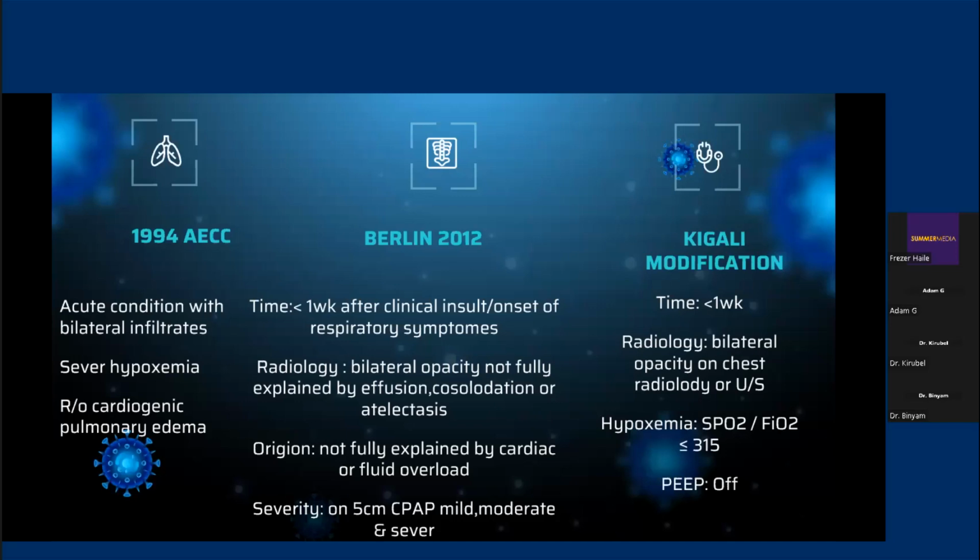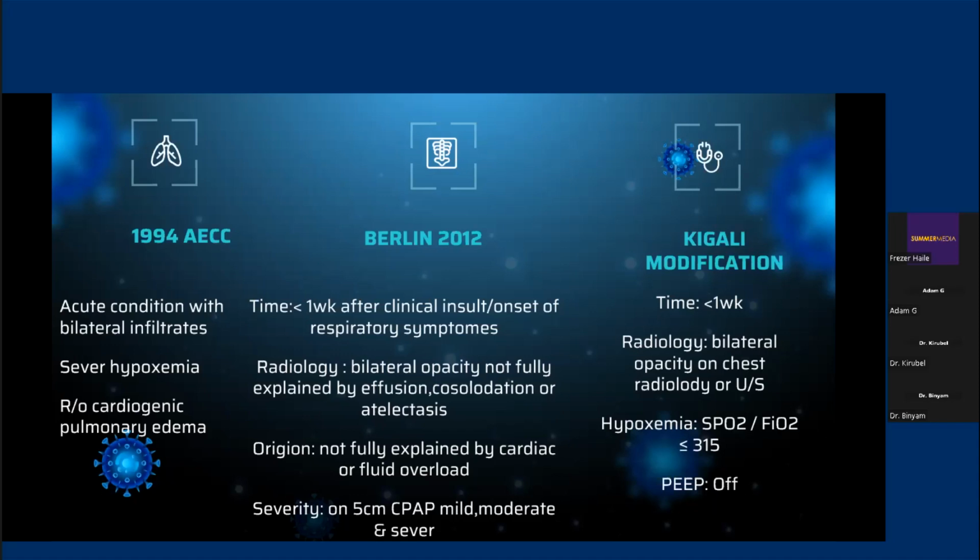Before we go to the Kigali modification: in the Berlin definition, they used mild, moderate, and severe depending on the PF ratio, the partial pressure of arterial oxygen over FiO2 ratio. To see this, we need to have an ABG, and especially living in Africa, we don't find ABG right and left. So they did some modification to the existing Berlin classification. This is called the Kigali modification.